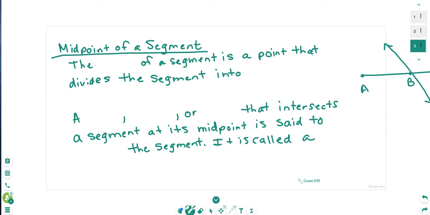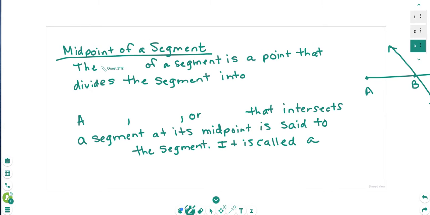Alright, we're going to use the midpoint of a segment in order to find a missing length. So the first thing that we're going to look at is, what is a midpoint? The midpoint of a segment is a point that divides the segment into two congruent, same size, that's what congruent means, segments.